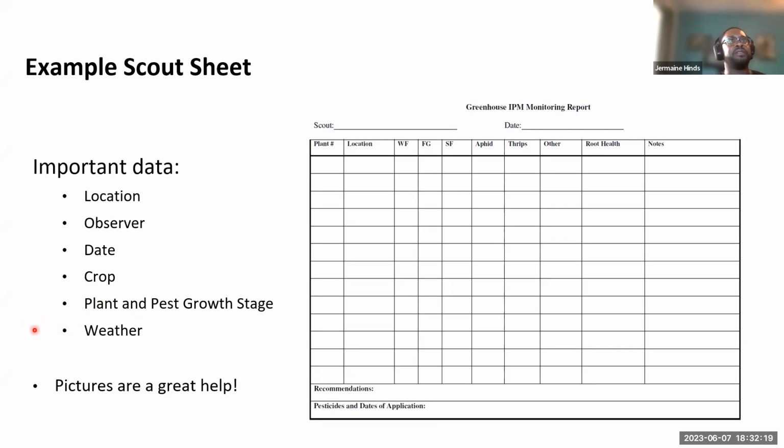The weather is also important because a lot of insects and diseases are mediated by weather. Keeping weather records can help you paint a clearer picture of what's going on. Again, pictures are a great help. Many clear pictures can really help your extension specialist, or whoever is helping you, confirm an ID.